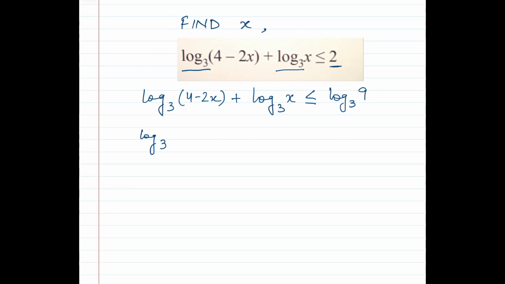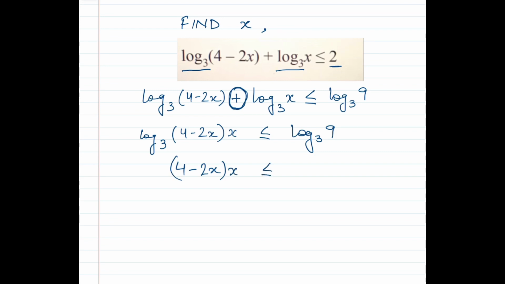What we can do is simplify the left hand side a little bit more, because it is plus in between. That means we can multiply the terms. So we can do log base 3 of (4 minus 2x) times x is less than or equal to log base 3 of 9. Because it is log base 3 on both sides, we can say that (4 minus 2x) times x is less than or equal to 9.